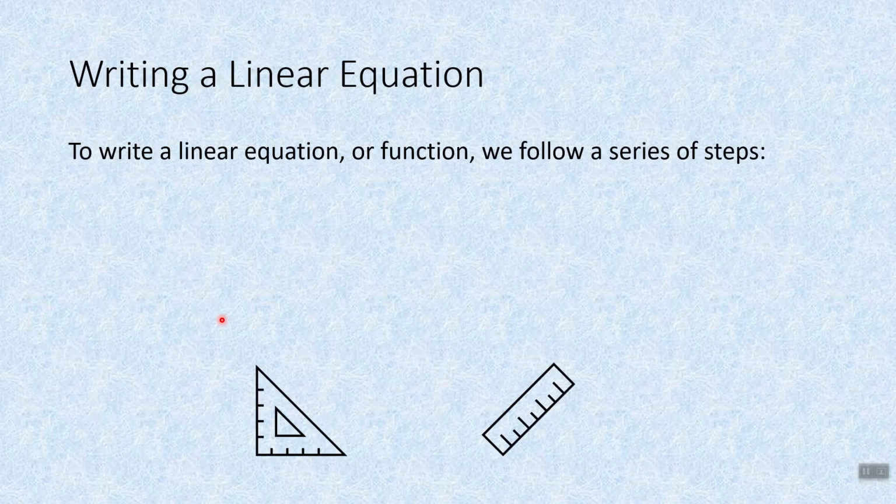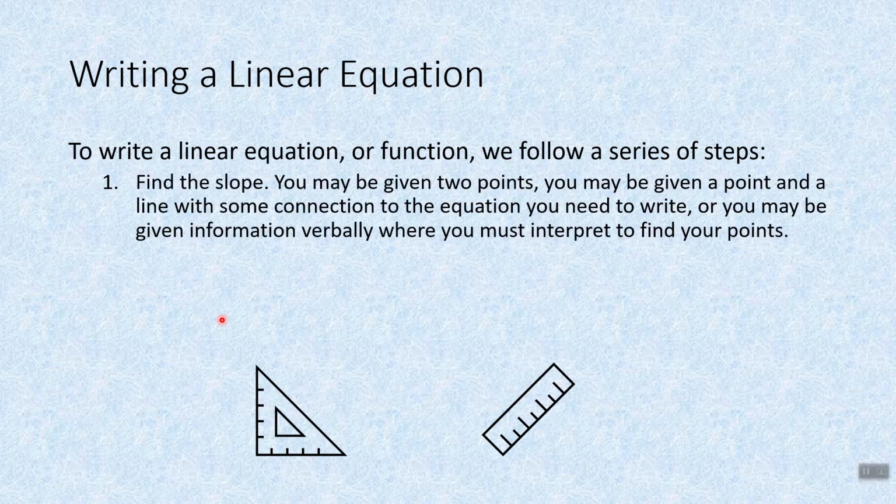In order to write a linear equation or a linear function, depending on which one you need, we follow this series of steps. We're going to find the slope. Now you may be given 2 points, you may be given a point and a line with some connection to the equation you need to write, parallel or perpendicular or something. Or you may be given information verbally where you must interpret to find your points. Any way you look at it, the first thing you do is always find your slope m.